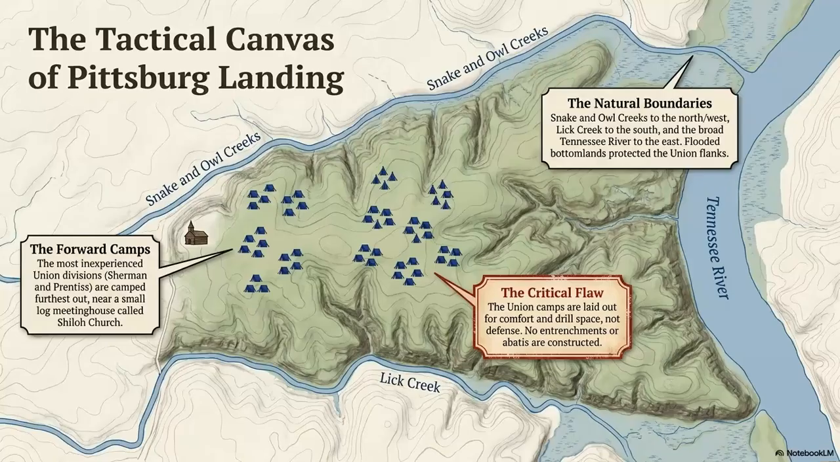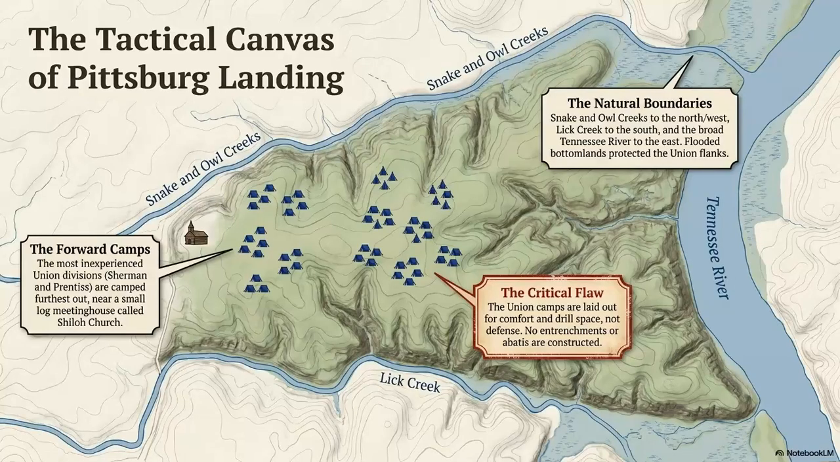Welcome to the tactical canvas of Pittsburg Landing, where geography shaped destiny. The Union's position is defined by strong natural boundaries, Snake and Owl Creeks to the north and west, Lick Creek to the south, and the broad Tennessee River guarding the east. While flooded bottomlands naturally protect the Union flanks, the camp's interior layout reveals a dangerous vulnerability.